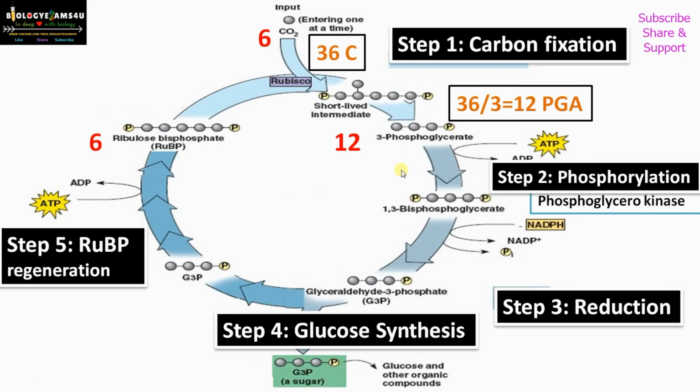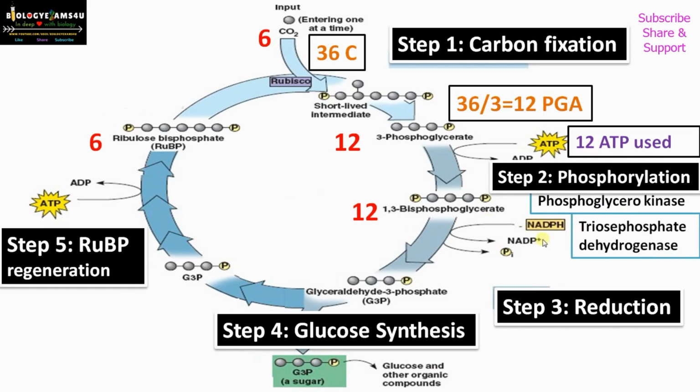Whenever there is an addition of phosphate, the enzyme is a kinase. Here the enzyme is phosphoglycerokinase. This is the substrate name. Here 12 ATP is used as 12 1,3-bisphosphoglycerate is formed. Then in the reduction stage, the enzyme is a dehydrogenase, the triose phosphate dehydrogenase. 12 NADPH is used in this step. Then 12 glyceraldehyde 3-phosphate is formed.